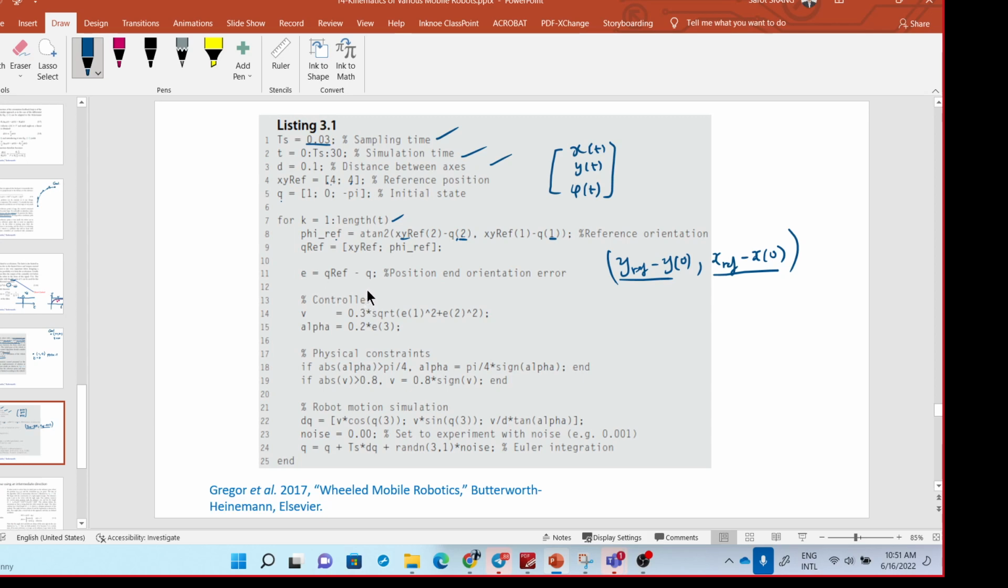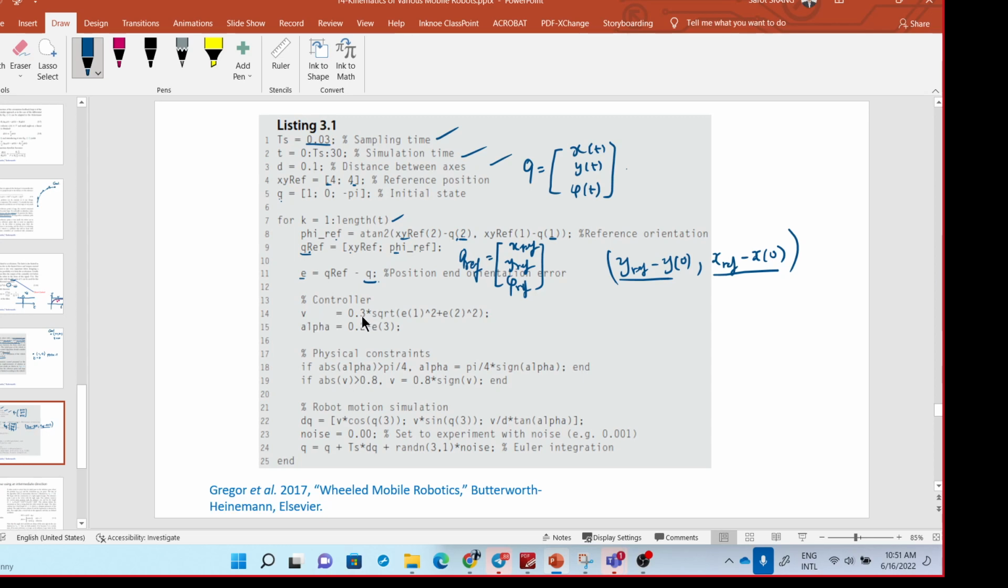All right, and q reference. So we want q to approach q reference. We have the h, y coordinate reference and this, so it means h ref, y ref, and phi ref. Okay, and here we can calculate the error between the instantaneous state q and the q ref. Okay, and then we can compute the control law.